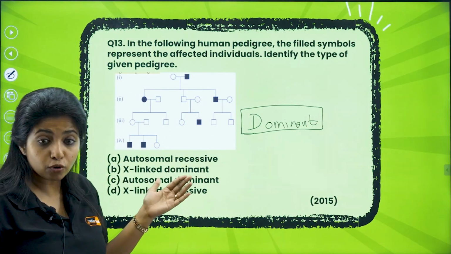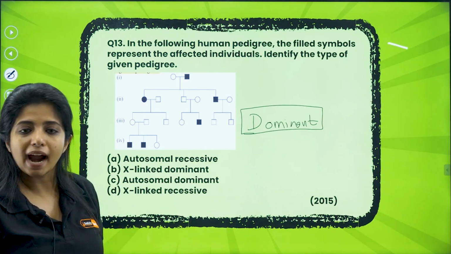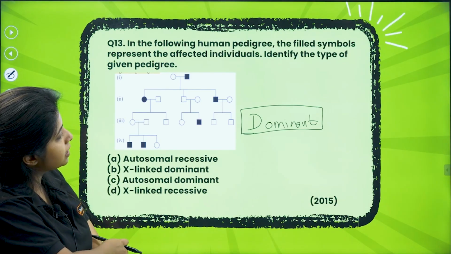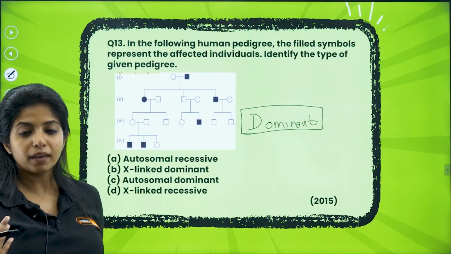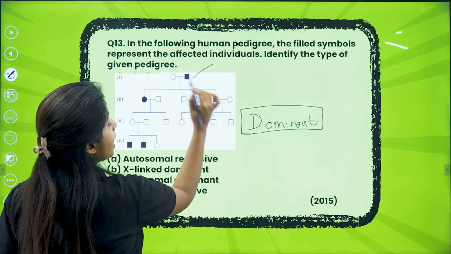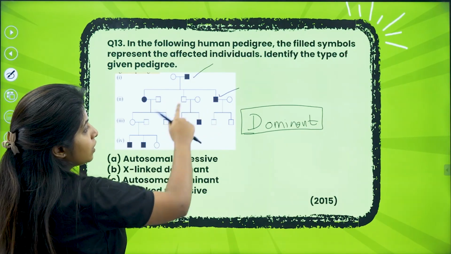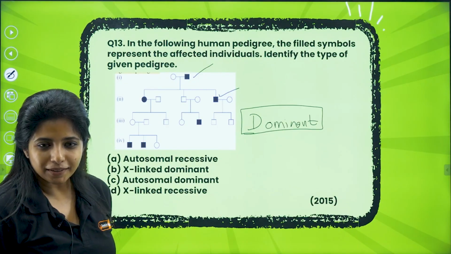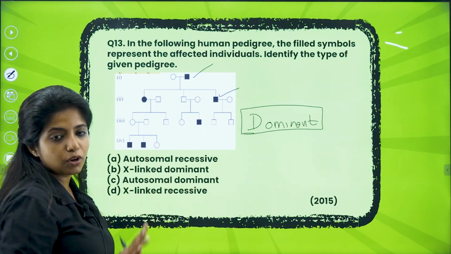Now, is it autosomal or sex linked? How do we identify that? My dear children, at first look, if it is sex linked, mostly the males are being affected. But over here you see the father is being affected, and the son is also being affected. How can that happen? In the case of X-linked dominant. Anyway, it's dominant, we got to know that.